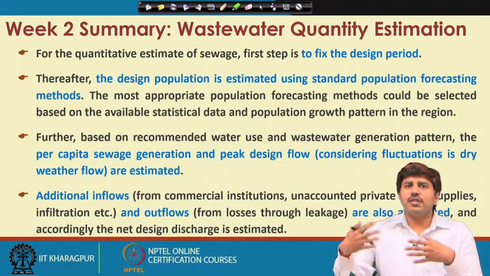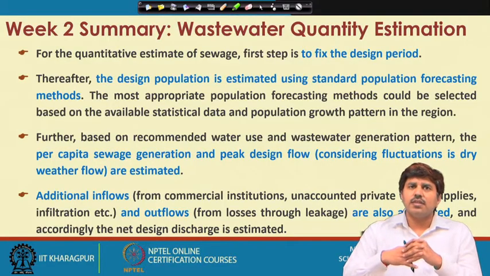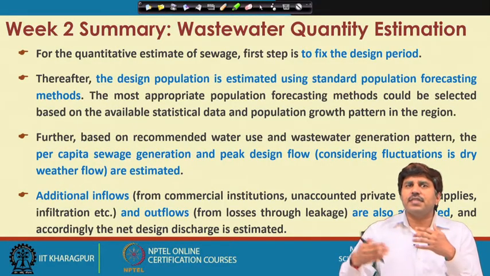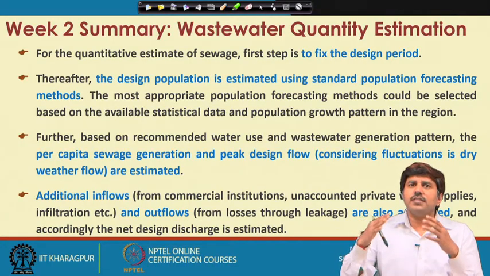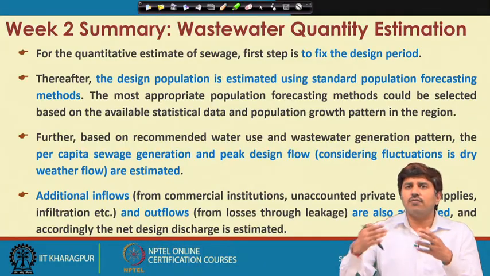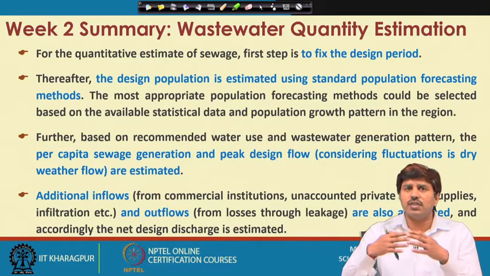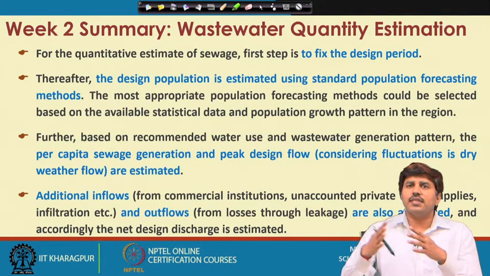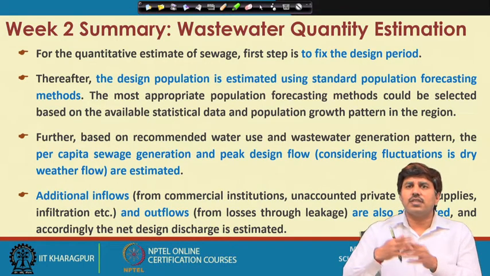Further, based on the recommendations of water use and wastewater generation patterns, we can get the per capita sewage generation, and then we have to estimate the peak flows as well, because there are fluctuations in this dry weather flow or wastewater generation. The fluctuation could be diurnal, seasonal, or annual. Accordingly, we get various peak factors, which range from 2 to 3 for the purpose of designing the sewer systems.